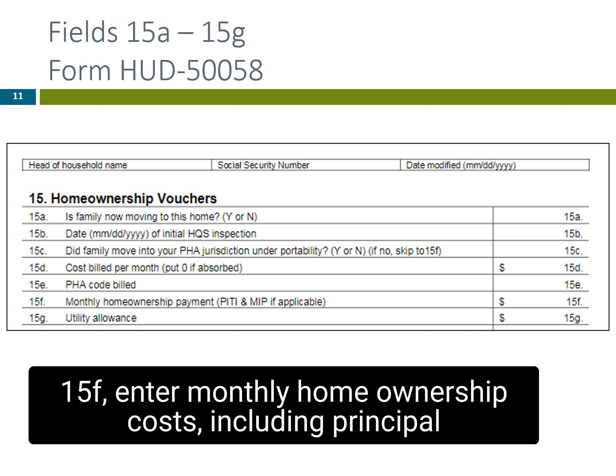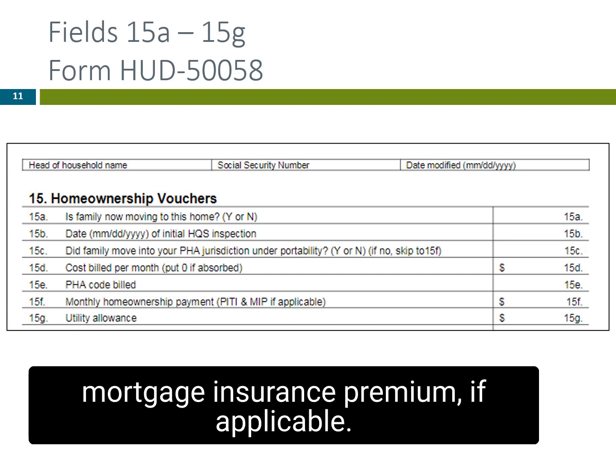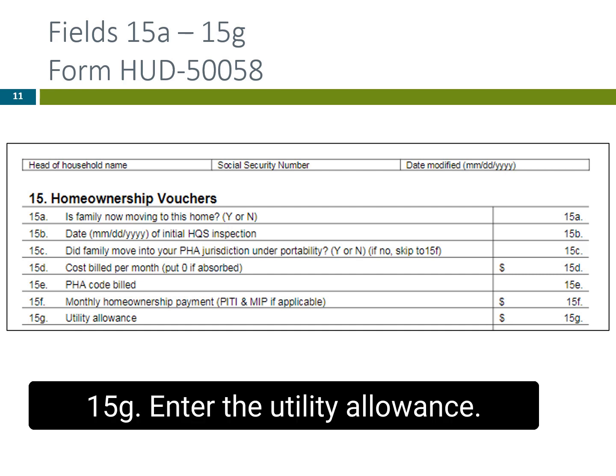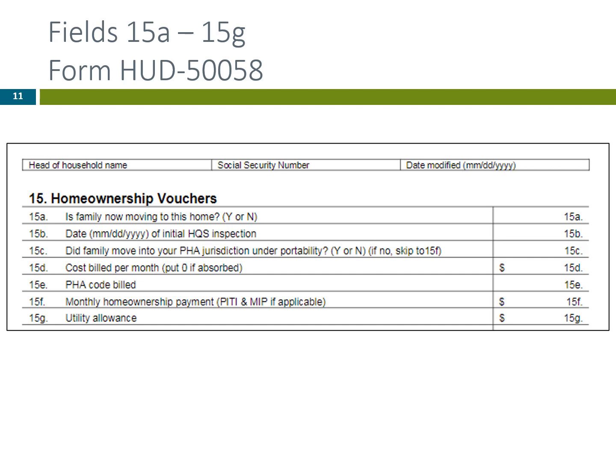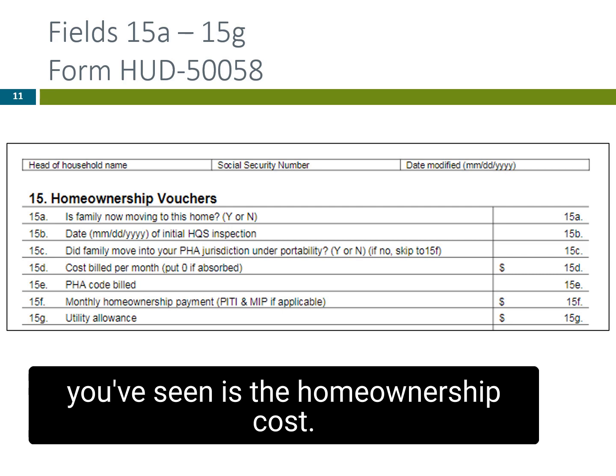15F, enter monthly homeownership costs, including principal and interest, taxes and insurance, and any mortgage insurance premium if applicable. 15G, enter the utility allowance. In this section, the only new question you've seen is the homeownership cost.